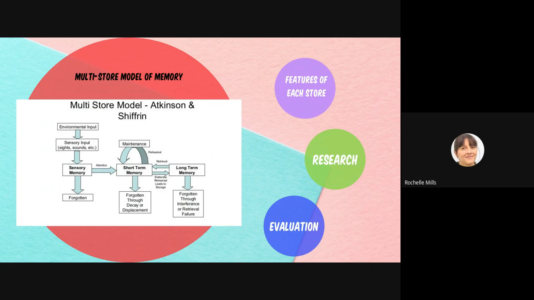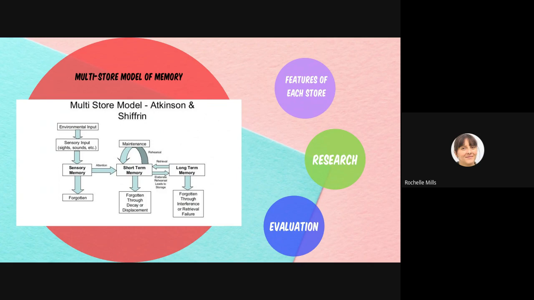So a couple of sentences saying like, information comes from the environment into the sensory register. If we pay attention to it, it moves into short-term memory. If this information is rehearsed, it moves into long-term memory. If it isn't rehearsed, it will be forgotten through decay or displacement. Information in the long-term memory can be retrieved and moved into short-term memory. It can also be forgotten through interference or retrieval failure.